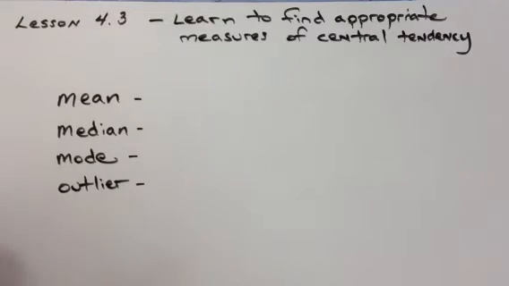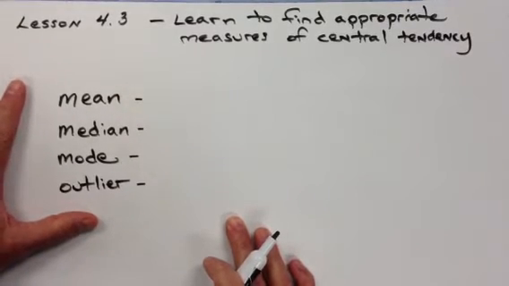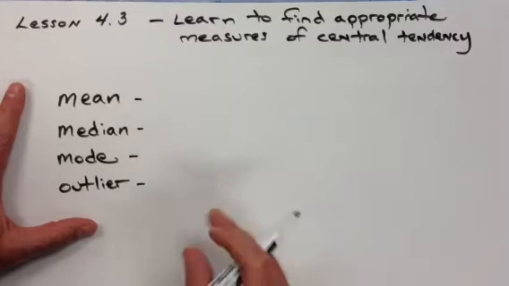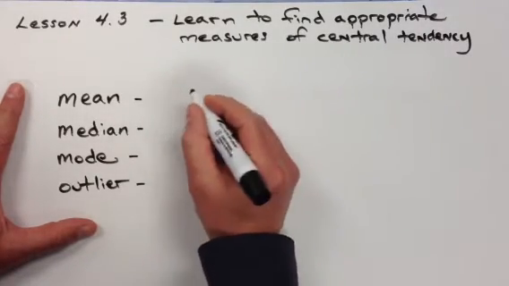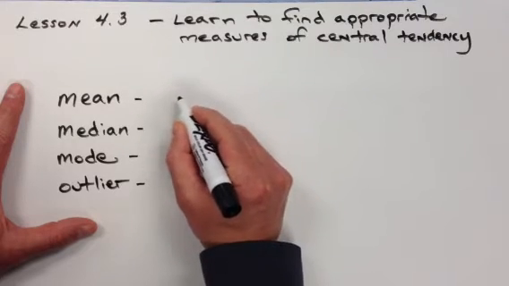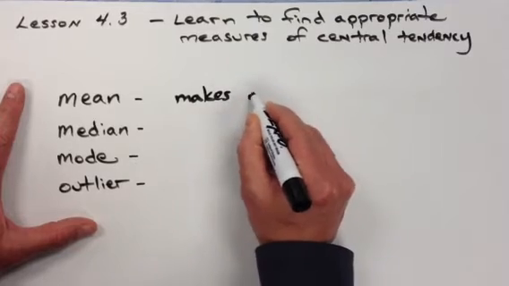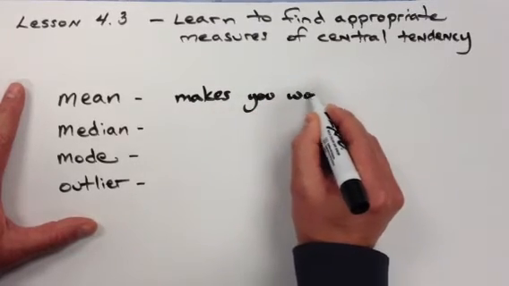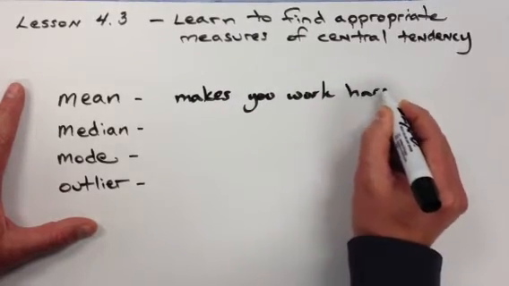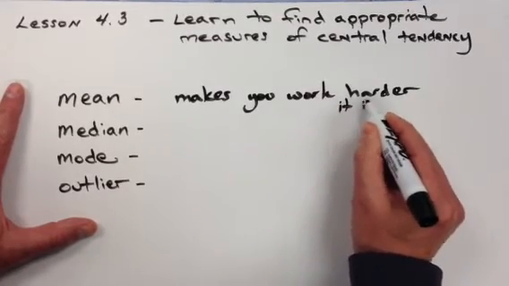So, in addition to the definitions that you should have gathered for these words, I just want to give you some tips on how to remember these. One thing you can write about mean is that it's mean. It's something that's going to make you work harder to find it. So, mean makes you work harder to find it. It is mean.